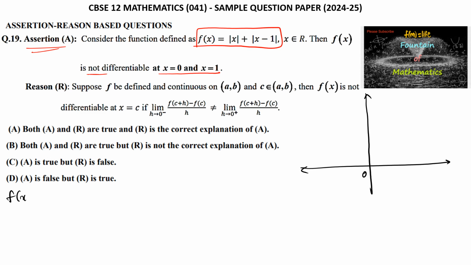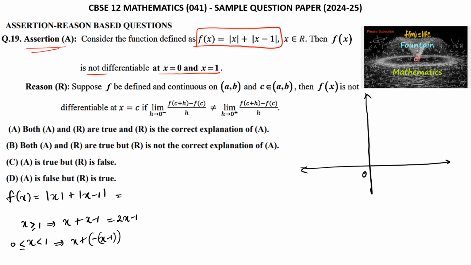Given f of x is equal to mod x plus mod of x minus 1, let's break it into 3 intervals. Whenever x is greater than or equal to 1, both the modulus are positive, so x plus x minus 1, which is equal to 2x minus 1. And when x lies between 0 and 1, mod x is positive x and mod of x minus 1 is negative, so we can write x minus x plus 1, which is equal to 1, a constant.